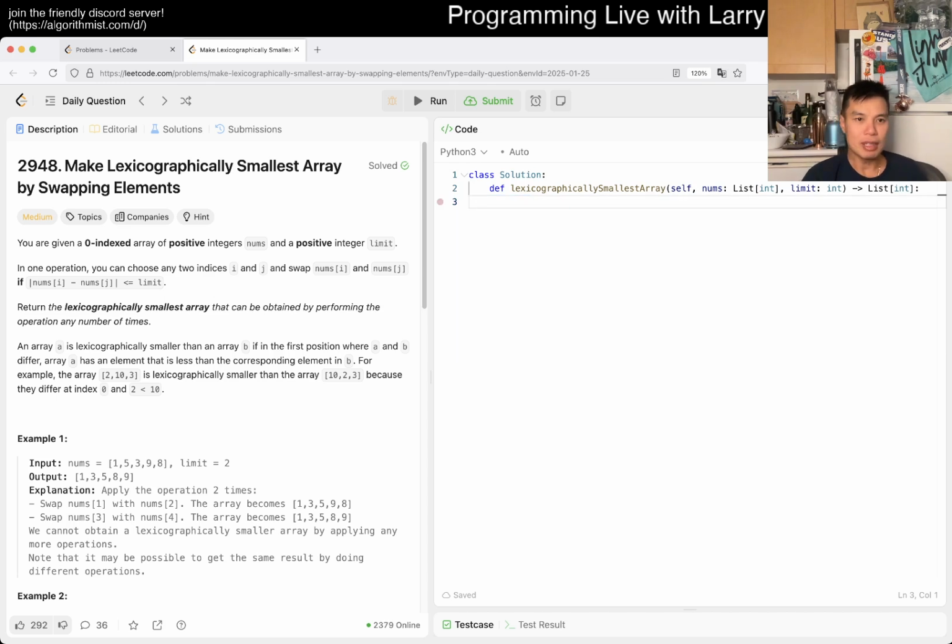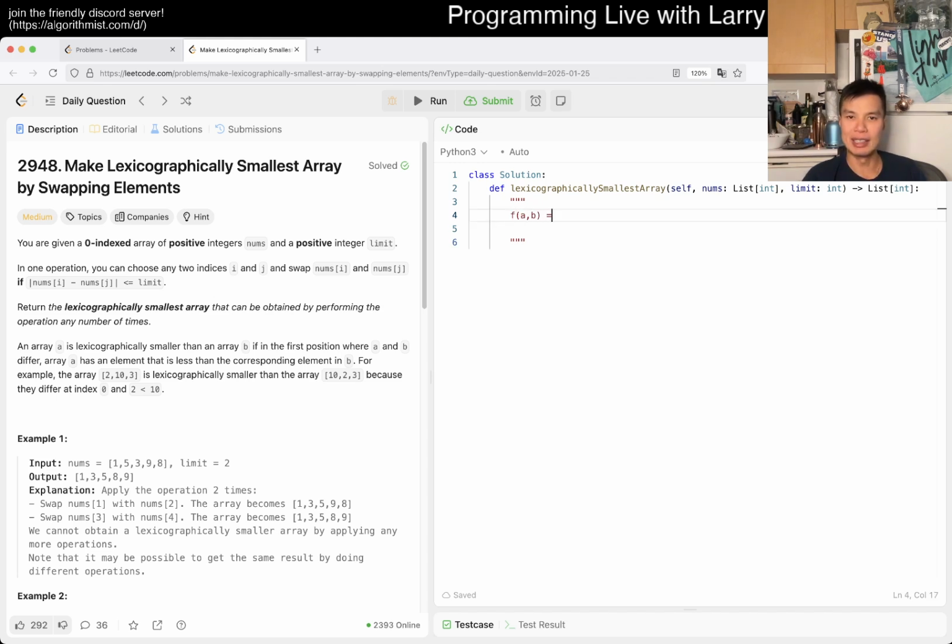Okay, let's see. I and J. So I and J doesn't really matter in the sense that there's no function on I and J. It's just that for any two numbers in which the difference, the delta, is less than or equal to the limit, we can swap them. Well, what does that mean, right? Well, swapping is an operation that is transitive because you can do any amount of them and there's no cost or anything like that, right? Any number of times.